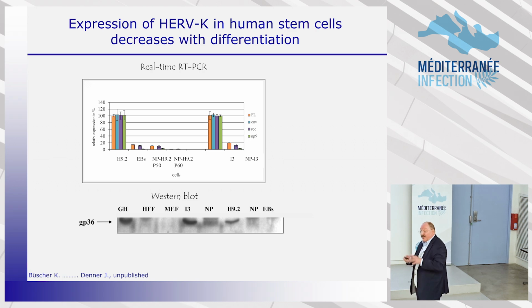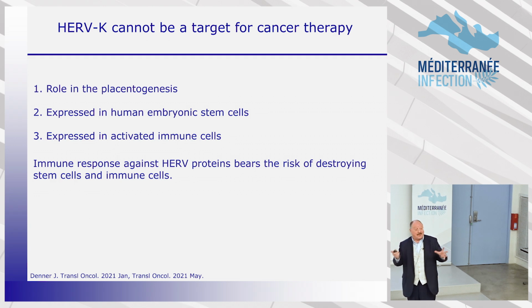There are a lot of people saying, well, if you have expression of the endogenous retrovirus on the surface of the tumor, you can use them as a target for immunotherapy. And I was discussing this in numerous letters to such publications, denying that at the moment we cannot use them, because first they play a role in the placenta development, but I mean, if you have a tumor you don't need a baby, so this is not so important.